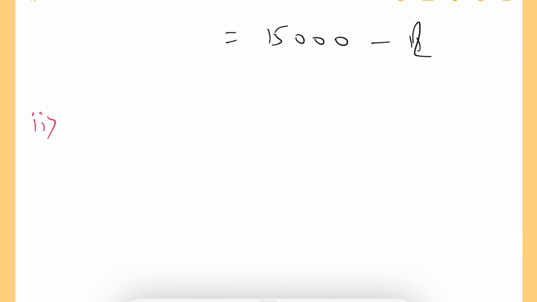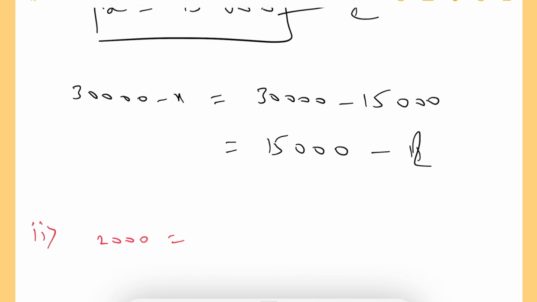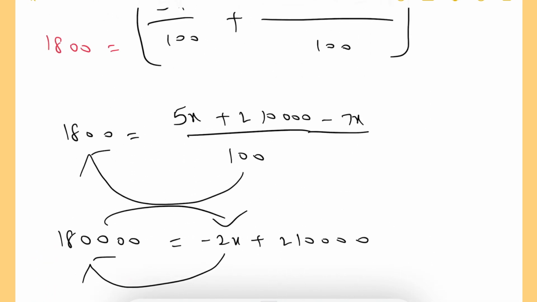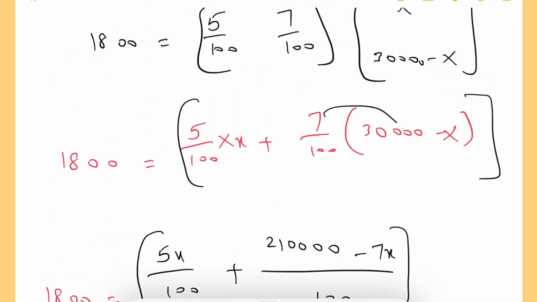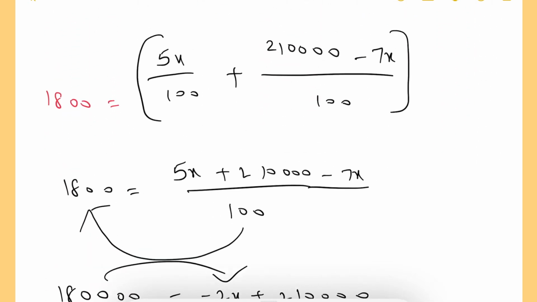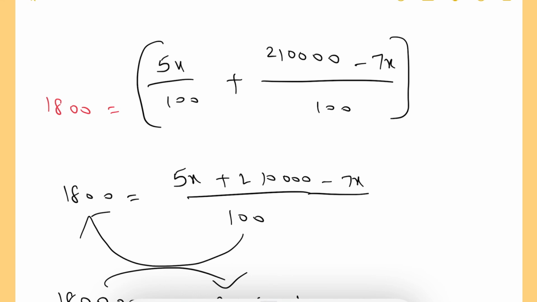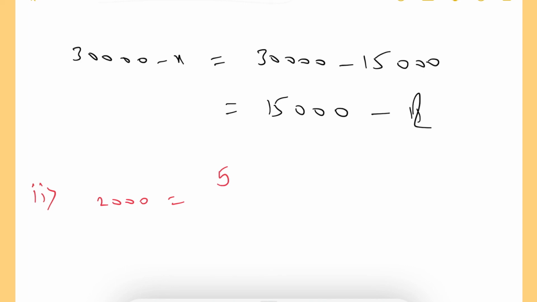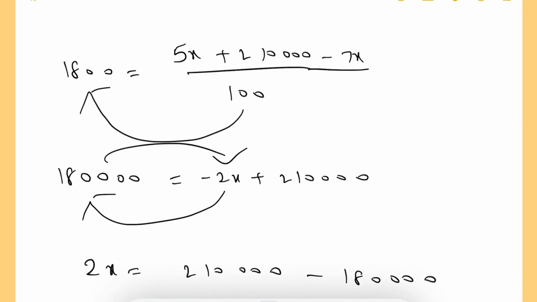Next, in this only one more question is there, that is 2,000 rupees. Here also same again, B into A only, but I am not going to do complete steps again because already we know the B into A value. That is nothing but this one: 5x plus 2,10,000 minus 7x, whole divided by 100. Okay, 100 only.